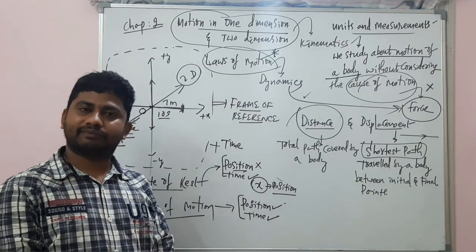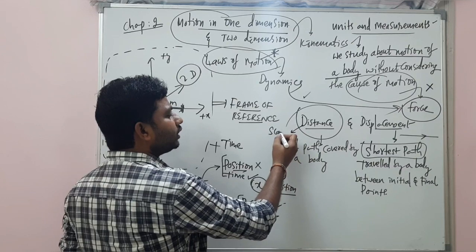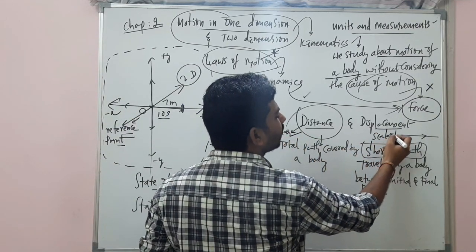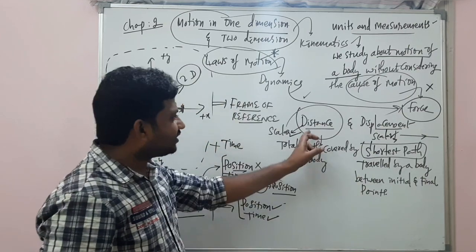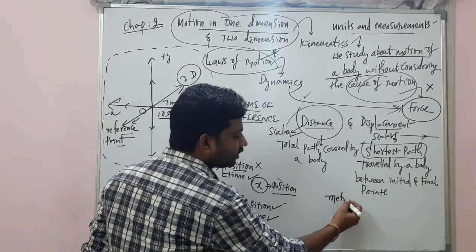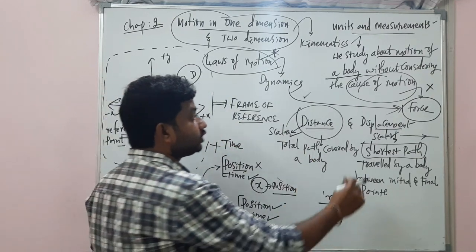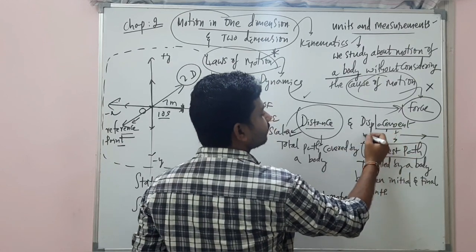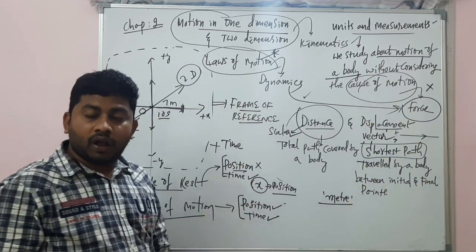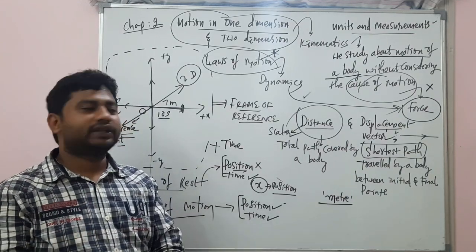Clear, my dear students? Distance is a scalar quantity and displacement also is a scalar quantity. Distance and displacement both are length and the SI unit is meter. Sorry, displacement is a vector quantity. Really, sir? Displacement is a vector quantity. Why it is a vector quantity, I'll tell you now.